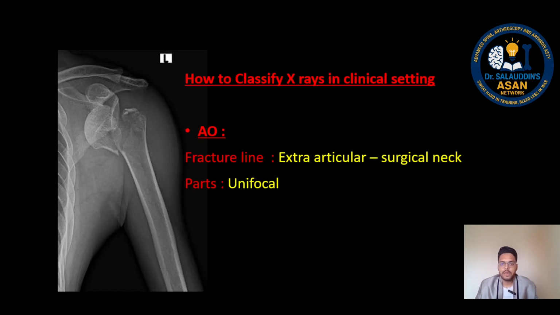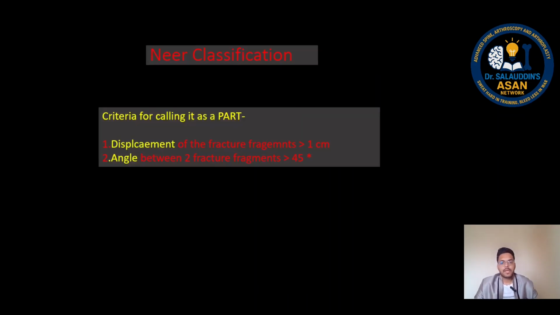So in the AO system, it comes as extra-articular 11A. Unifocal means 11A. How do you classify A1, A2, A3? Based on the impaction. Here it is not impacted, so AO 11A2. Simple.